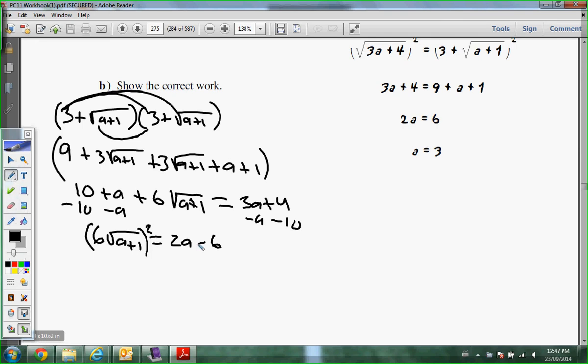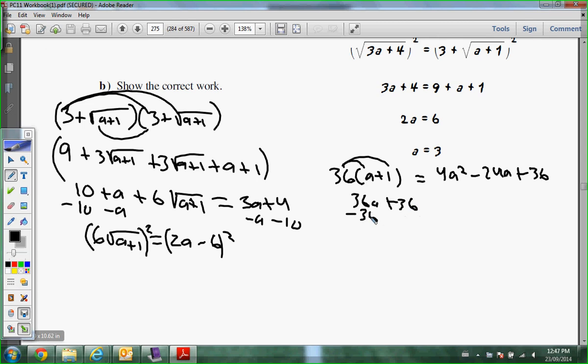Negative 6, okay, so we'd square both sides. And that would just be 36, and that would be a plus 1. When you square that, you just square everything. So what we'd have now is, on the left side, 36 times a plus 1. On the right side, we'd have 4a squared minus 24a plus 36. And then we distribute this real quick: 36a plus 36, and then we'd move this over.